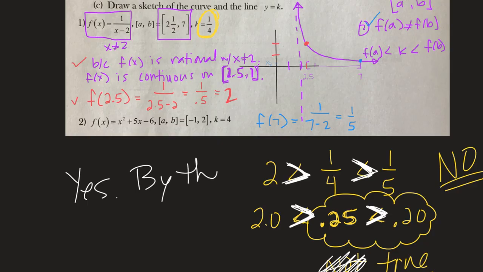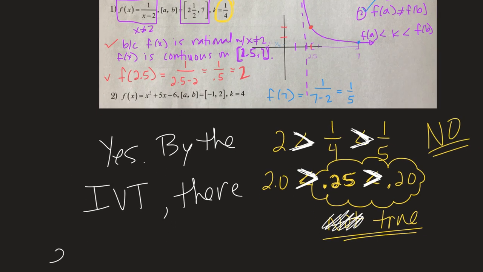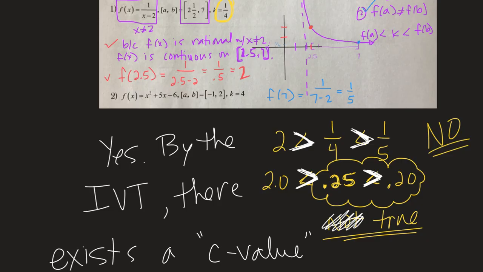So yes, by the IVT, there exists, so a lot of words, there exists a C, a C value on, what is our closed interval?